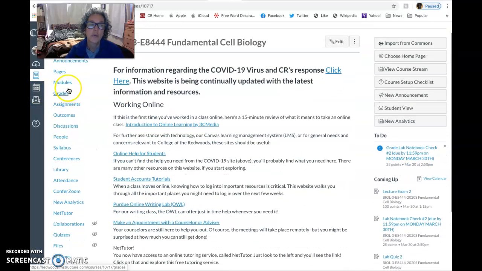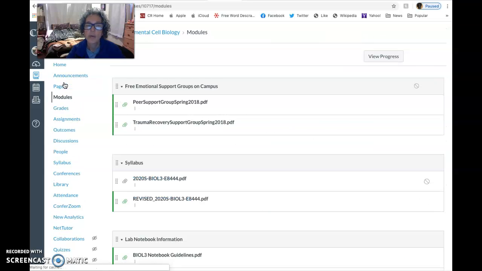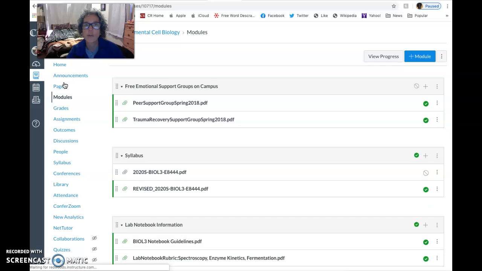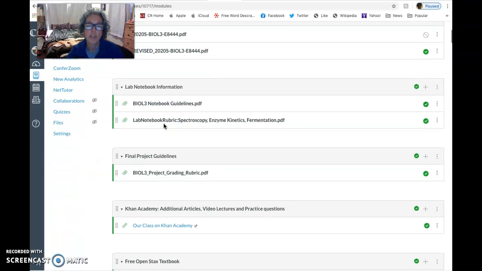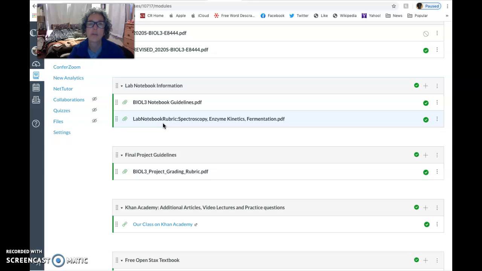And now if you go to our modules, I'm thinking I'm going to move the first half of the semester to the bottom of the page so that you don't have to dig for stuff. But I did move up the lab notebook information. I will be sending out a document with detailed instructions for what you're going to need to load up for the next lab notebook, which is spectroscopy, enzyme kinetics, and fermentation.